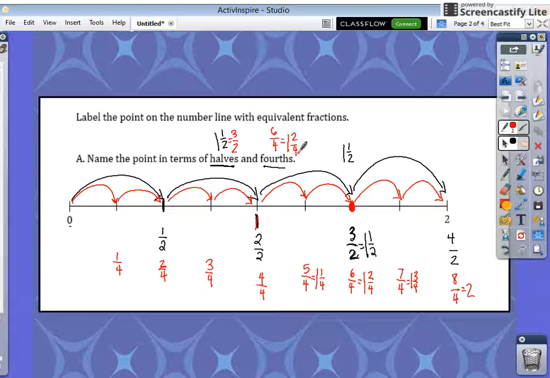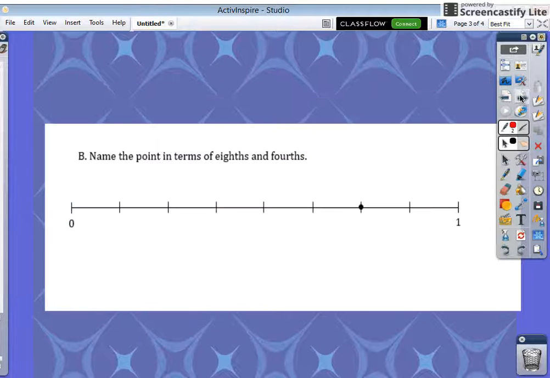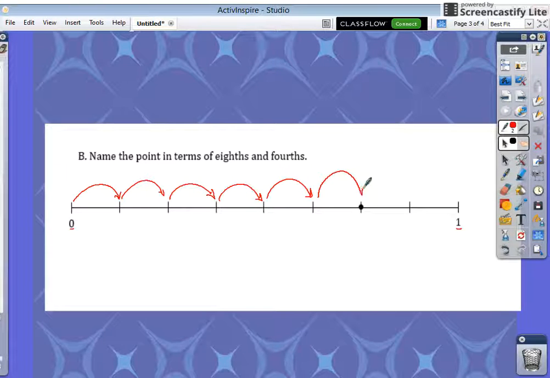We're going to do one more, and then I'm going to give you a homework problem. For this problem, it says, name the point in terms of eighths and fourths. So we have our benchmarks, which are 0 and 1. If we count the spaces, we would say this is 1, 2, 3, 4, 5, 6, 7, 8. So the best way to label this first is by labeling it into eighths.